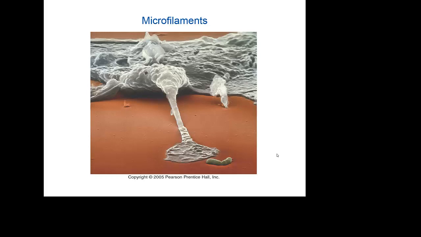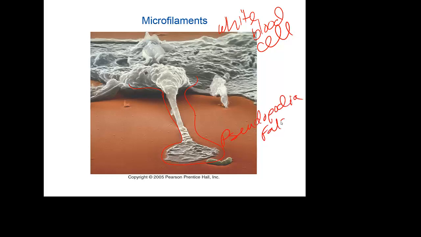The microfilaments themselves, I think, are actually very fascinating. They can help cells move around, or they can actually send out extensions of themselves. So this big long extension from this white blood cell is an extension of microfilaments in this case, stretching out and forming something known as a pseudopodia, or a false foot.